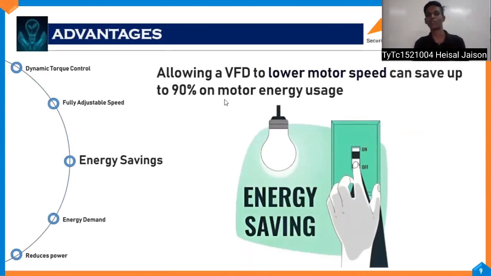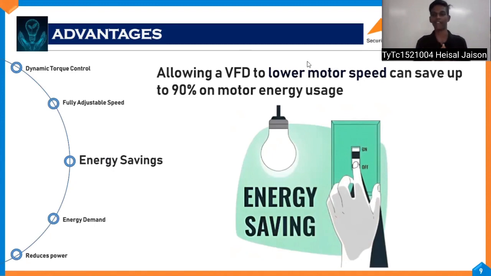Here, the first and most important advantage of the VFD is that it saves energy. It means energy saving. For example, if I am running a motor at low RPM, I can save up to 90% of the energy compared to running at a normal constant speed and reducing the speed by gears. So I can save energy like that.